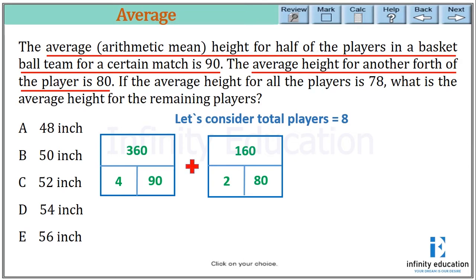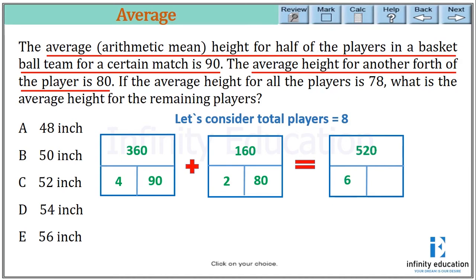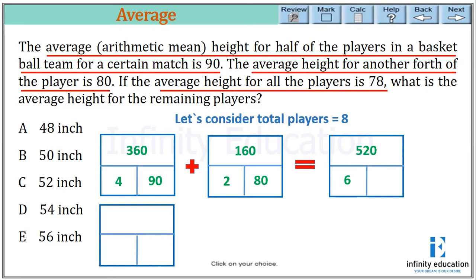Now I can add up these two, because then I have the total for the 6 players. So 6 players having the total as 360 plus 160, that is 520. Now let's see the next set of information. The average height for all the players is 78. So I must make another average box here. So 8 players having the average of 78. So the total should be 8 into 78, that is 624.